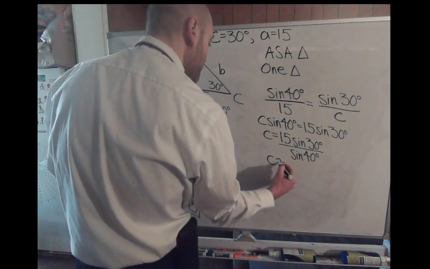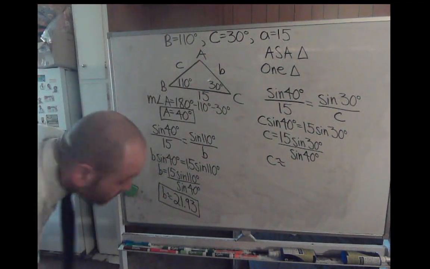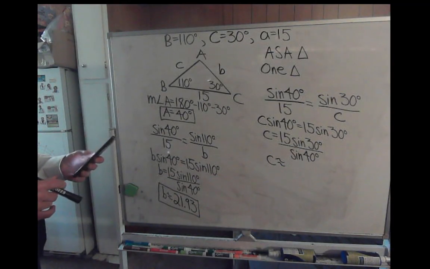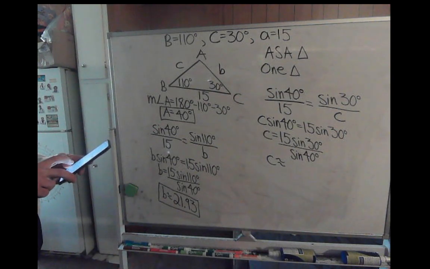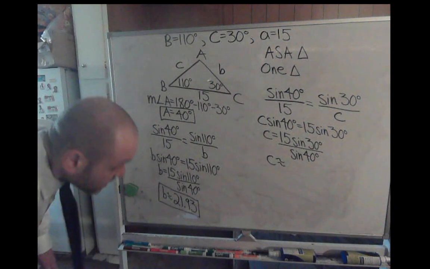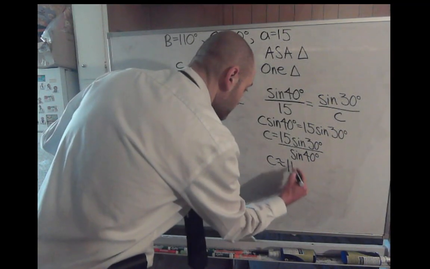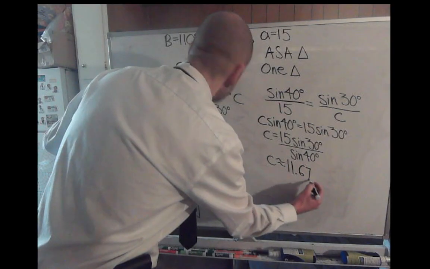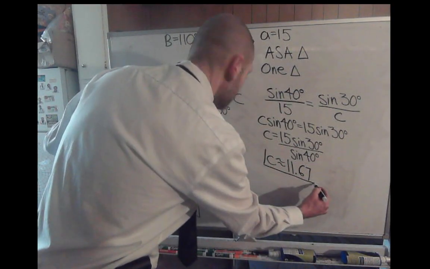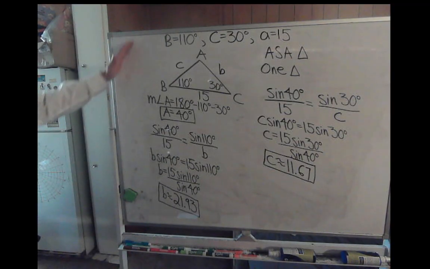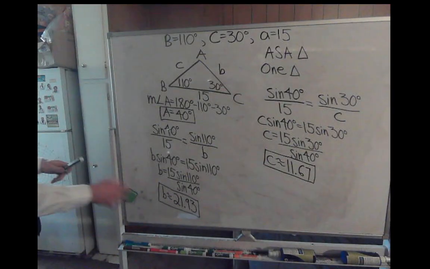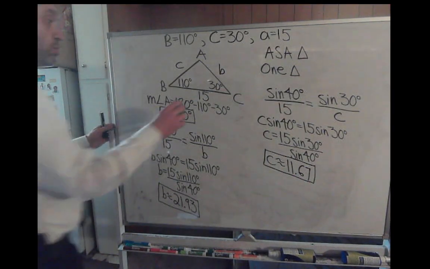So now we should be able to get a 2 decimal place approximation for this, which should be about 11.67. So side C should have a length of about 11.67. So there's every piece of missing information for this triangle, and I still have plenty more.